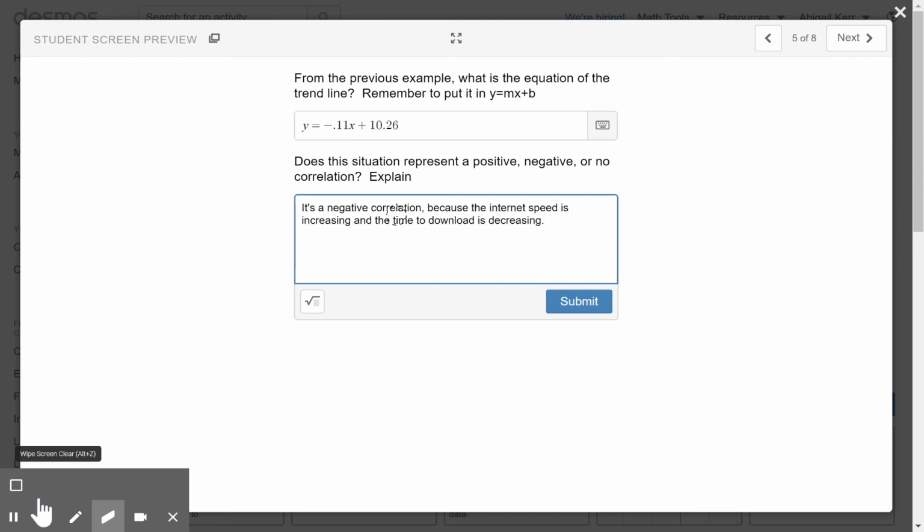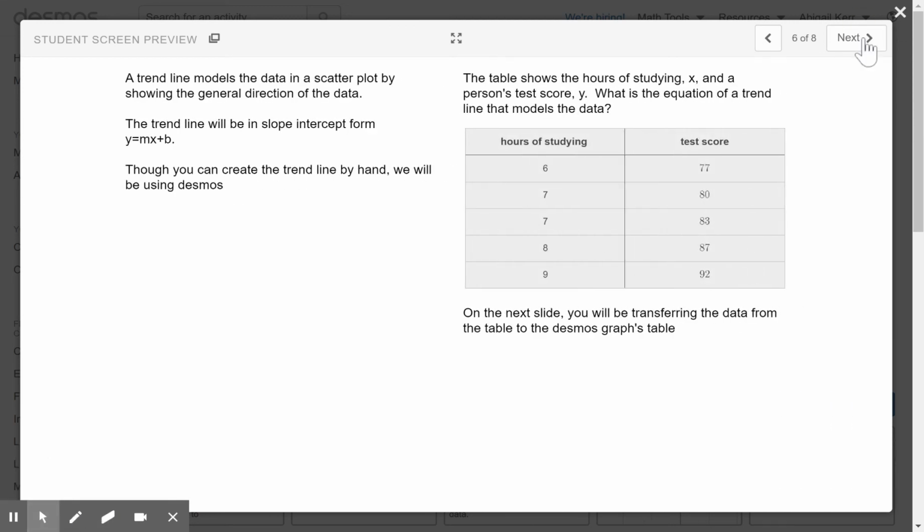All right, let's try one more example. You can try to hit pause and try to do this on your own and then hit start up. So once again, a trend line is exactly what it is. Now think about this table, the hours of studying and your test score. So we're going to figure out the equation of a trend line, the best fit line. And think about this.